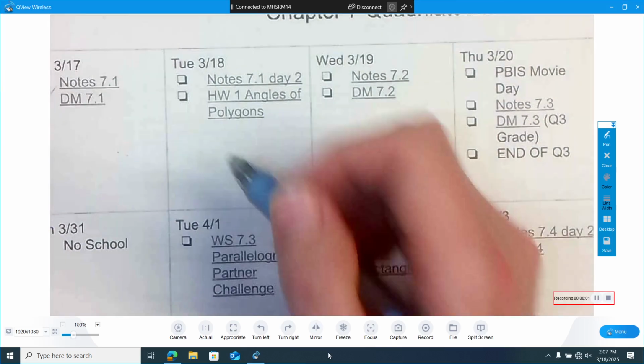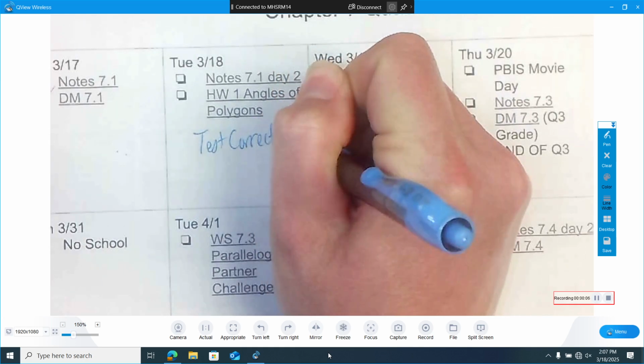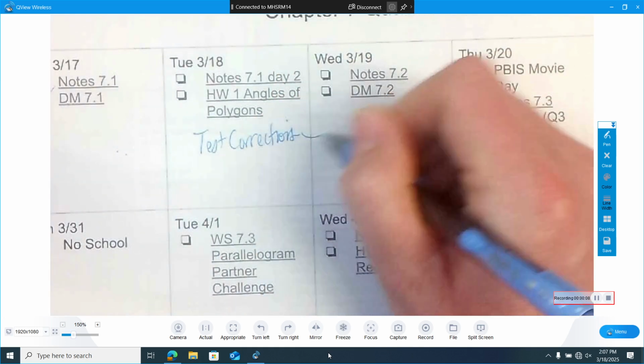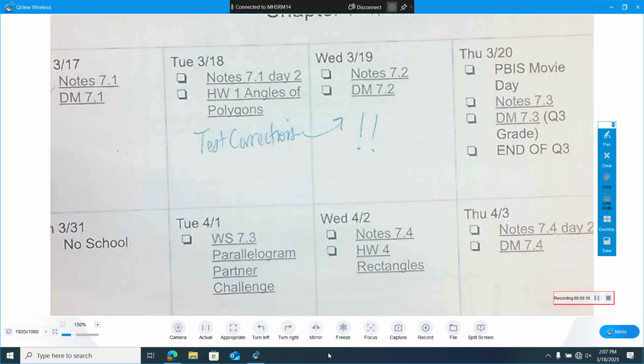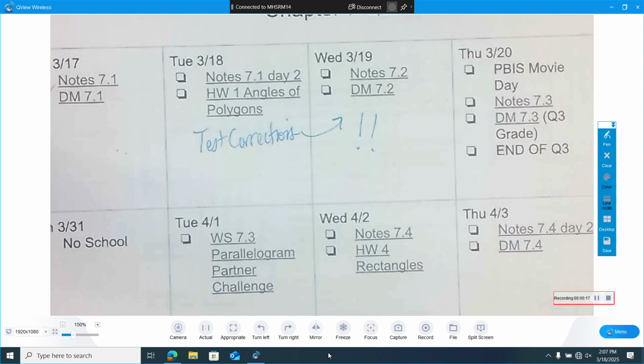are going to be working on. Don't forget, please, test corrections are due tomorrow. So make sure that you have them done tomorrow. Today we have a worksheet for homework tonight, so you don't need your computer open.